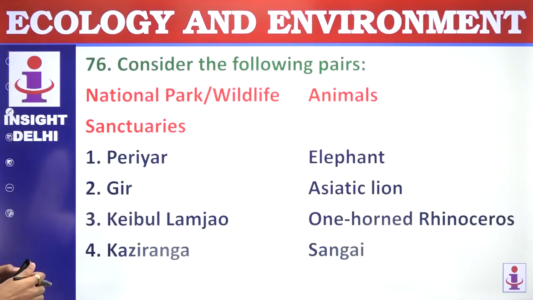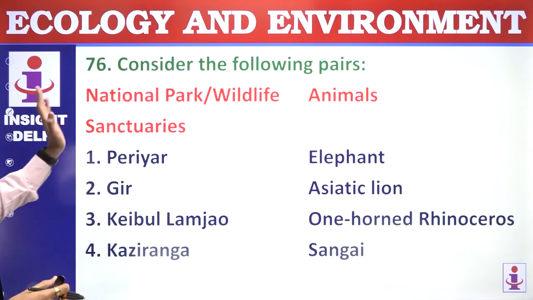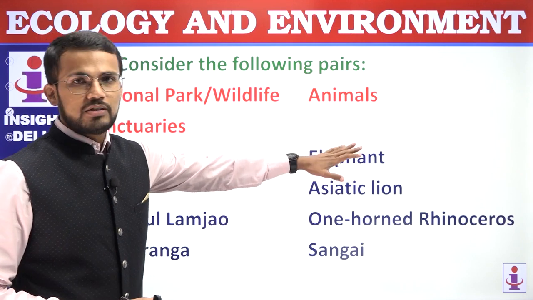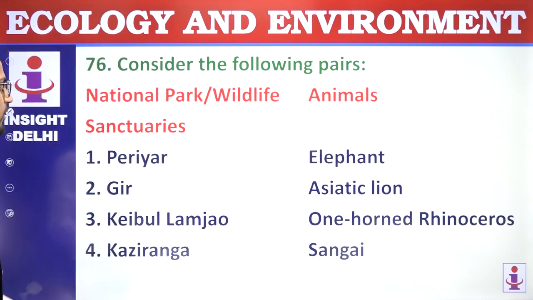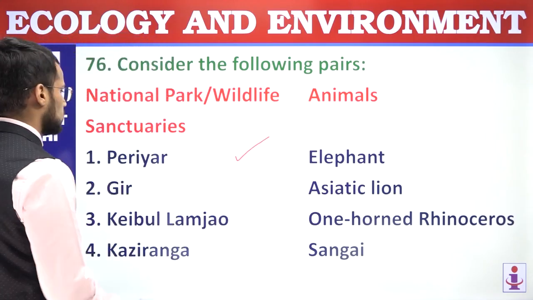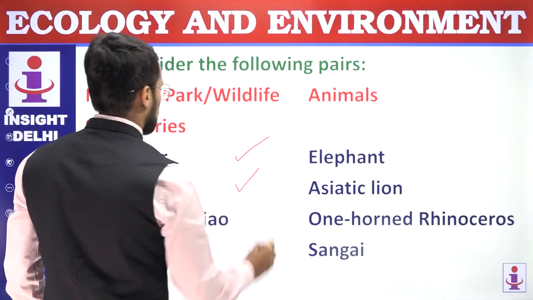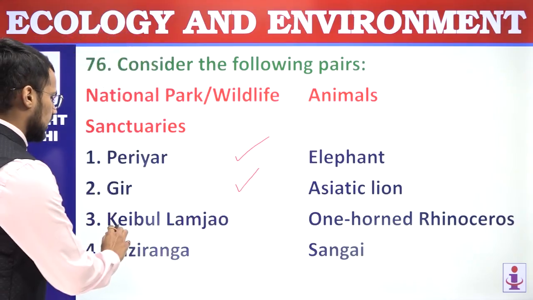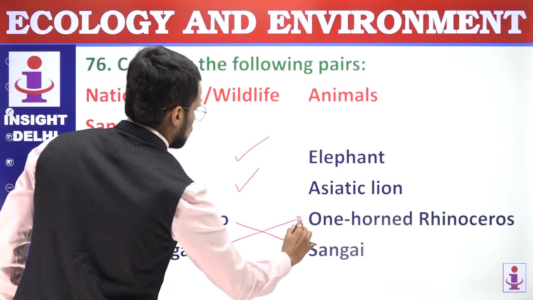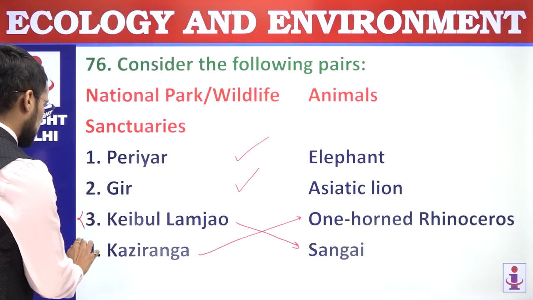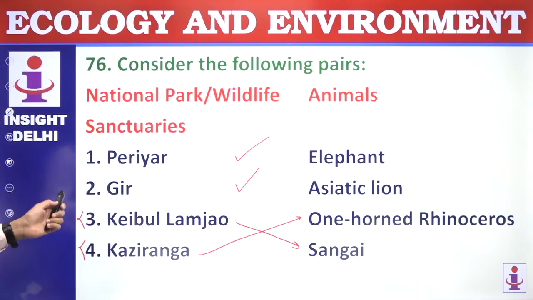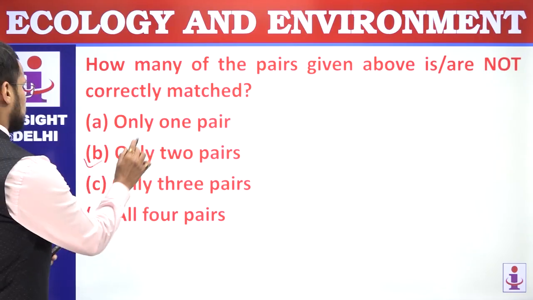Next, 76. Consider the following pairs. So on one hand we have national parks or wildlife sanctuaries, and on the other the animals which are focus areas of those protected areas. So in Periyar National Park, yes, elephants are focused. In Gir National Park, Asiatic lions are focused. In Keibul Lamjao, focus is on Sangai, and in Kaziranga, focus is on the one-horned rhino. That's why we can say that third and fourth pairs are incorrect. Only 1 and 2 are correct. Answer is only 2 pairs are correct.